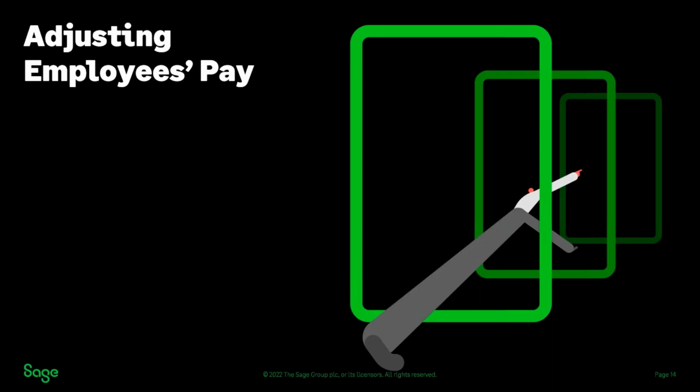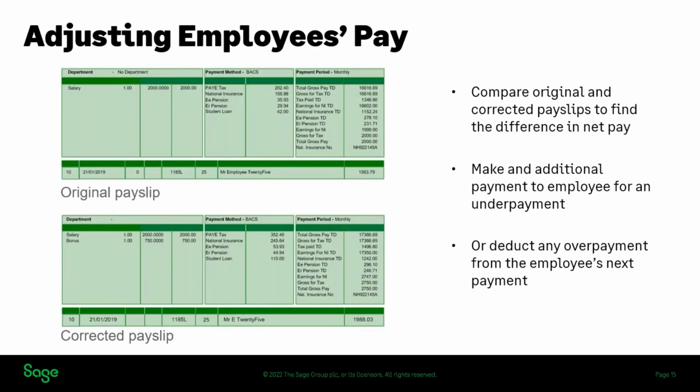The next thing to do is going to be adjusting your employee's pay. Now, the good news here is nothing you need to do in the program because you've already done it all. All you'll need to do there is compare the new pay slips with the original pay slips, and then be able to pay the employee the difference in the net pay directly through your bank into their payments. So it's comparing the original pay slips and the corrected pay slips to find the difference in net pay, and then simply make that additional payment to an employee for an underpayment, or when it comes to their next pay, deduct any overpayment from the employee's next payment.